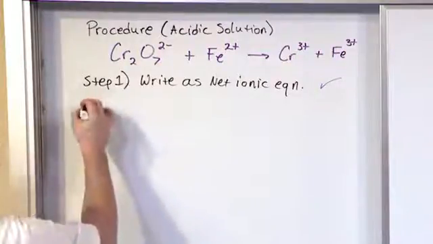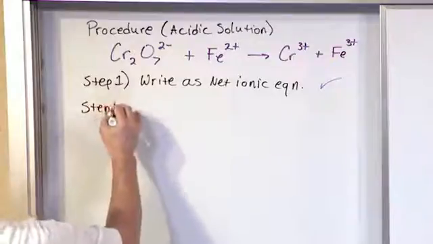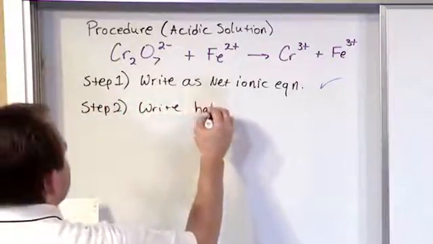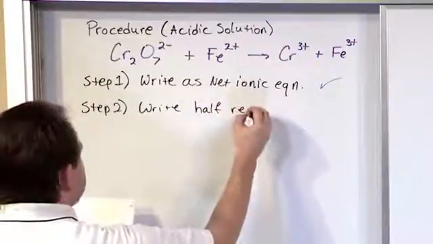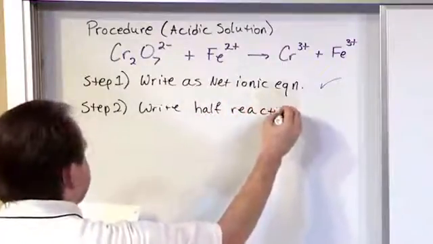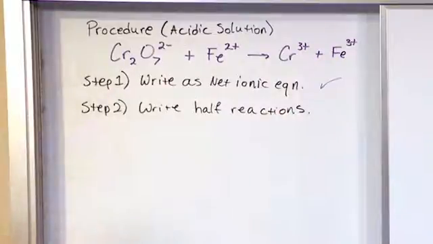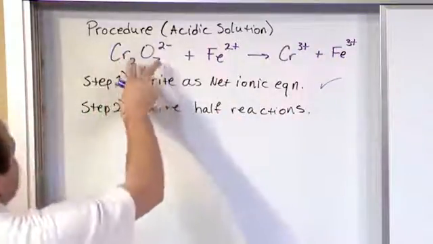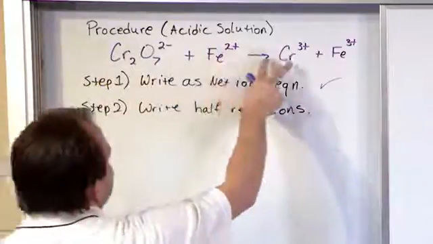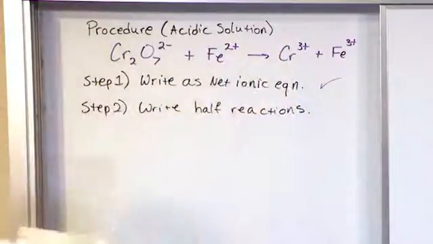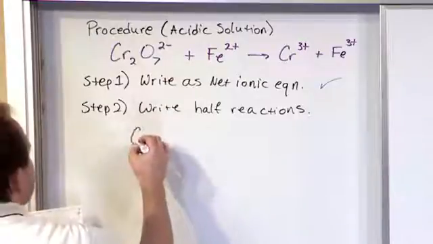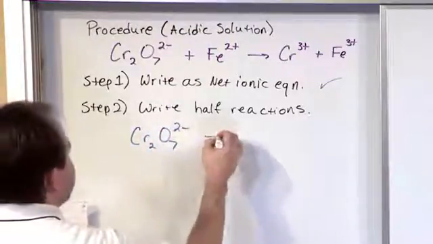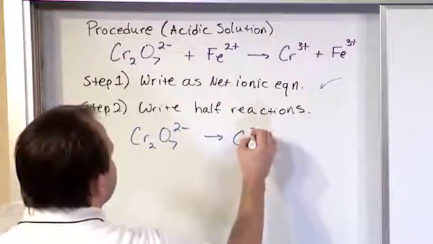All right, so step 2. Write half reactions. Okay, so what we need to do is look at what we have. We have a chromium or a dichromate ion, and then we have that going to chromium ion here. So let's write that down. So we have Cr2O7 charge -2. It's going to Cr3+.